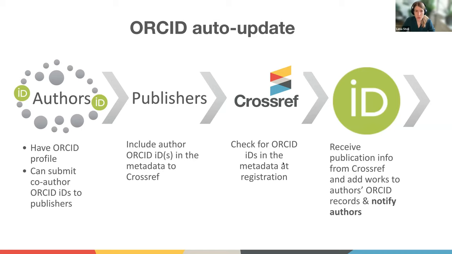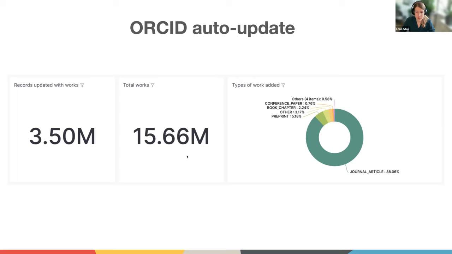And I already mentioned volume at the beginning of the slide. So you can see to date, we've updated 3.5 million ORCID users' records with this integration. And you can also see that it's not just journal articles that we do this for, but there's a wide variety of content types, including increasingly preprints. But that's just a side note.